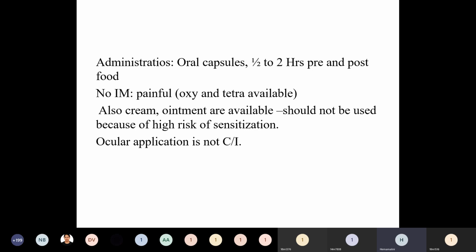They are also available in the form of creams, ointment, and ocular topical application preparations. Creams and ointment should not be used because of their high risk of sensitization reactions. But ocular application is not contraindicated, can be used.